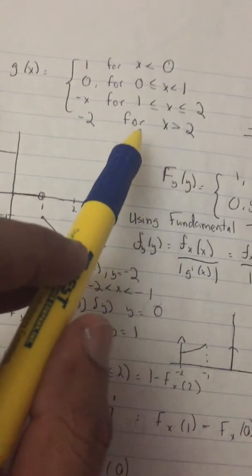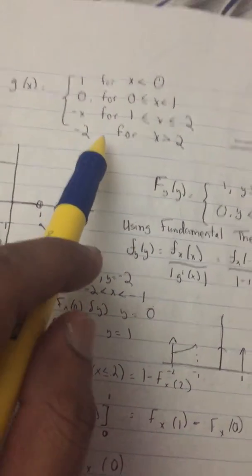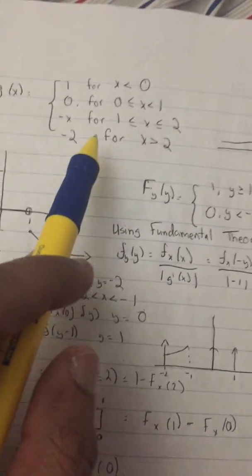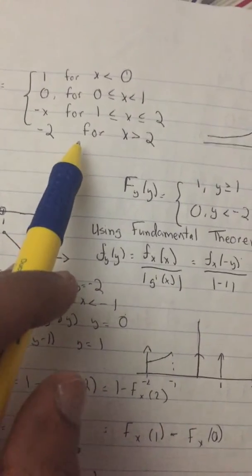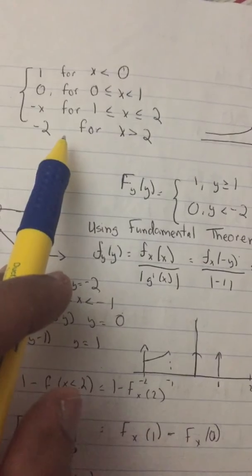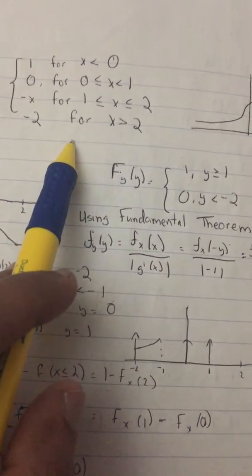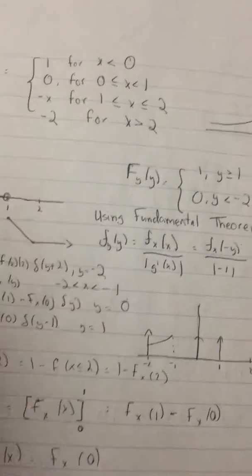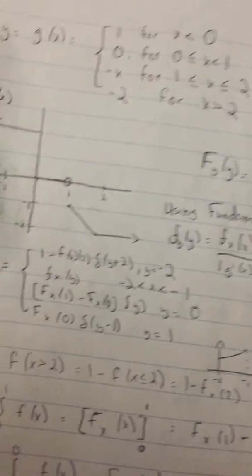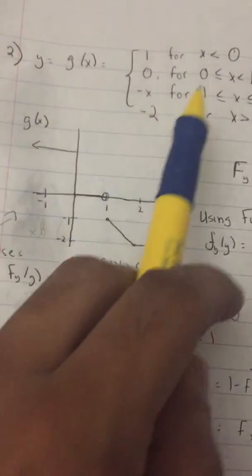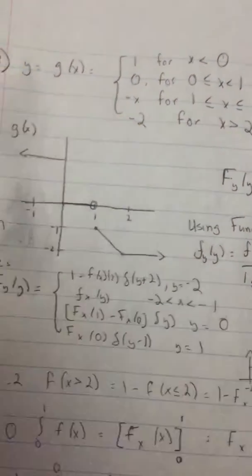The first thing we're supposed to do is draw y equals g of x correctly, and then find and draw big F of y and small f of y in terms of f of x, big F of x, and small f of x. So let's draw y equals g of x, which will be this right here. It should follow these certain interval principles.